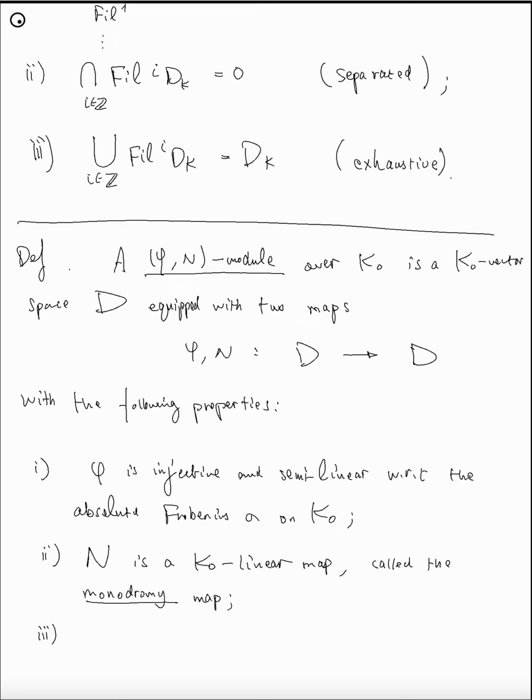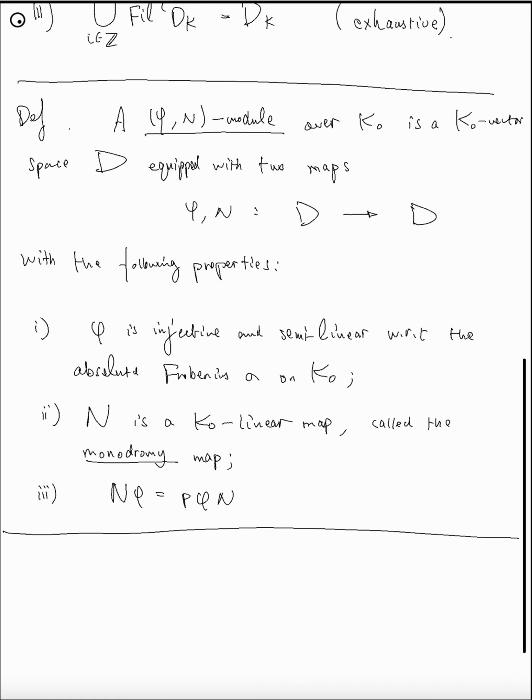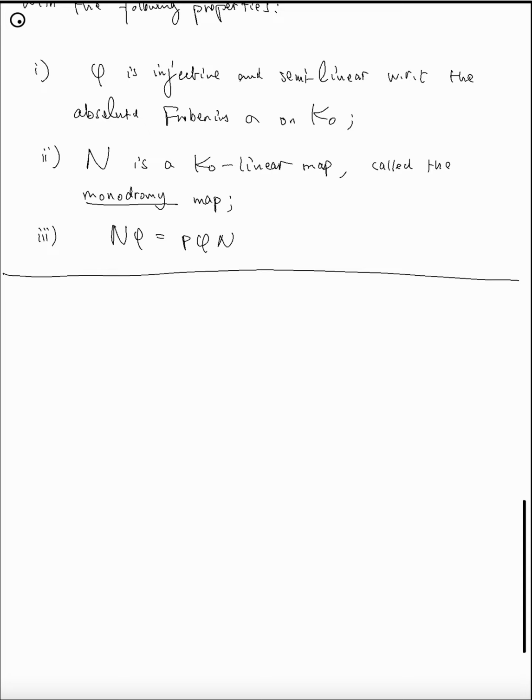Thirdly, phi and n don't commute. The relation is given as follows. Okay, so we have recalled what is a phi-n module and what is a filtered phi-n module. So we will see that those categories can be used to classify certain Galois representations, crystalline representations, etc.